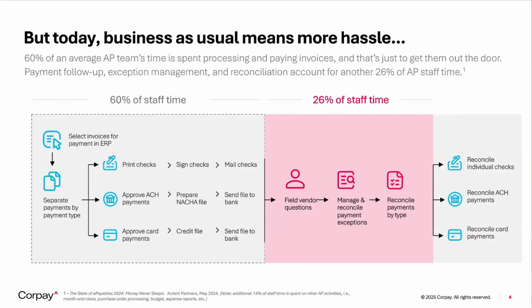is this is what a normal AP process looks like. 60% of an AP clerk's time is spent getting those invoices into NetSuite. They're separating all those payments out by the different payment types. In a lot of cases, they're still printing checks, signing checks, and mailing checks. There are a lot of steps just to execute the payment. And then 26% of their time is spent servicing inquiries related to those payments. If a vendor can't track down a check that was sent, they call that AP person to say, are you sure? Can you send me the remittance data? All of that takes another 26% of the time.